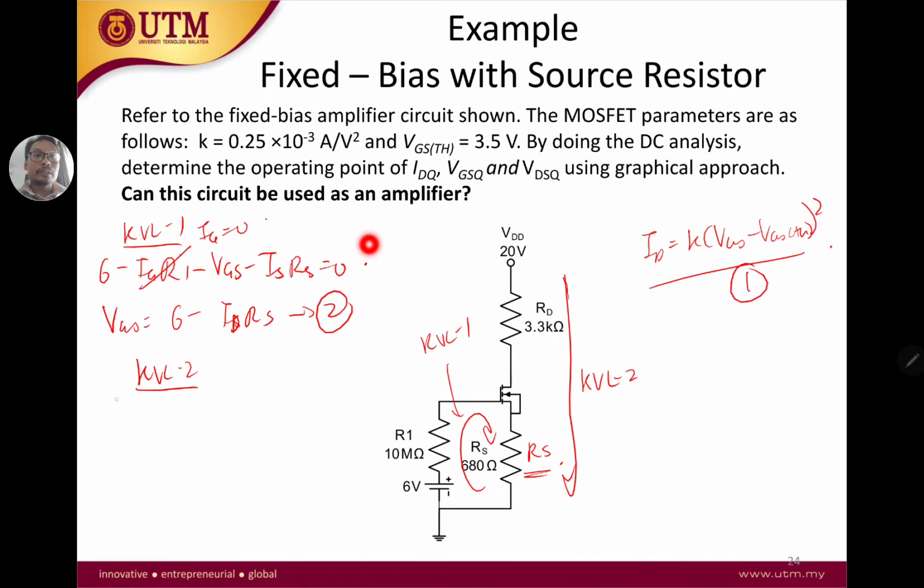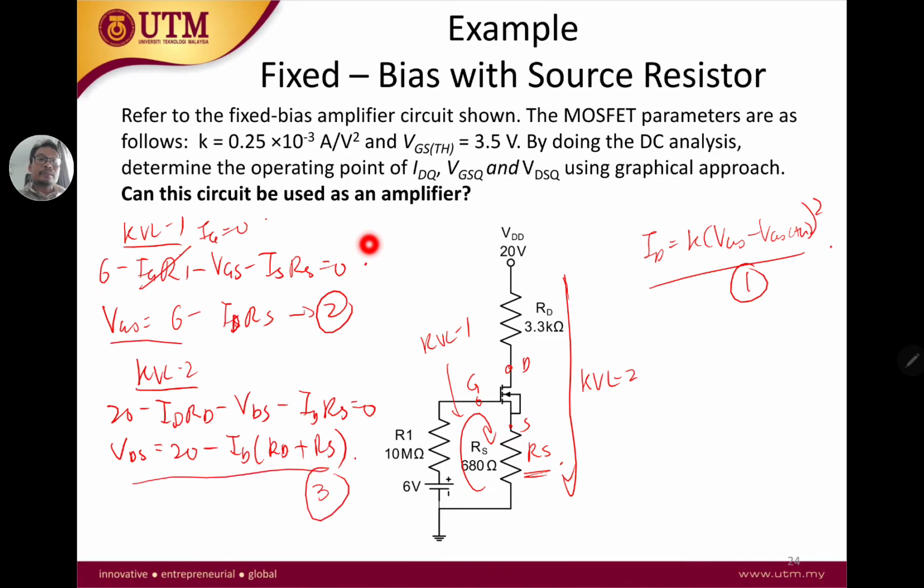KVL2 is 20 minus IDRD minus VDS. Remember this is your drain, this is your source, this is your gate. So 20 minus IDRD minus VDS minus IDRS equals 0. And therefore your VDS is 20 minus ID times (RD plus RS). And this is your equation 3. So 1, 2, and 3.